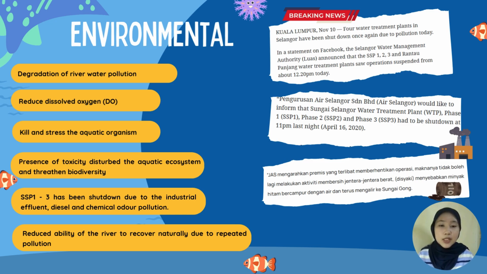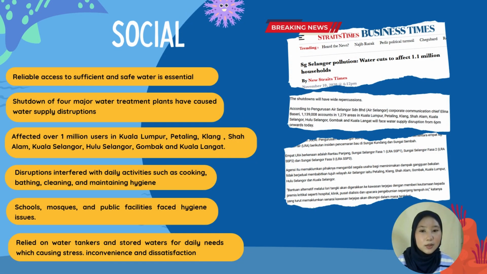Due to the repeated pollution incidents, several water treatment plants including SSP1, SSP2, and SSP3 were forced to shut down. This shows that the river's ability to recover naturally has been weakened, causing long-term damage to the river ecosystem. Next, we move on to the social impact of the water pollution.